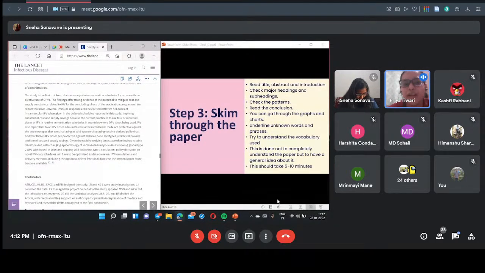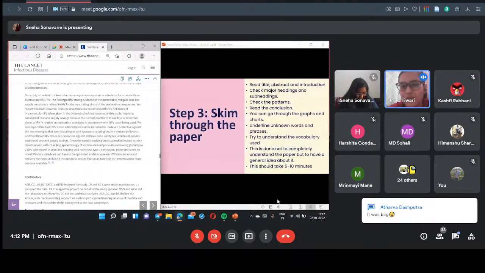But whenever you are asked to read a paper for a journal prep session, in the further sessions also, you have to do this step. That is the step 3 you will follow, that is skimming through the paper. Next slide.